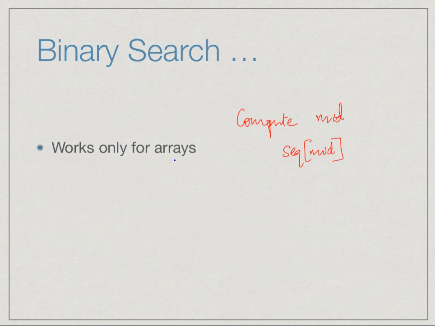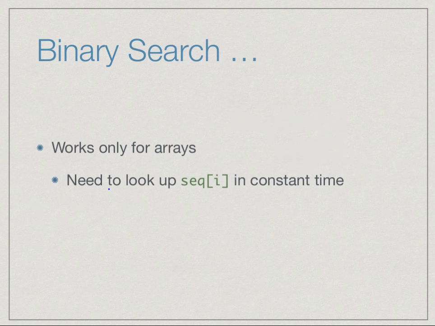But this can only be done for arrays, because only for arrays can we take a position and jump in and get the value at that position in constant time. It will not work for lists, right? Because we need to look up the sequence at the ith position in constant time.